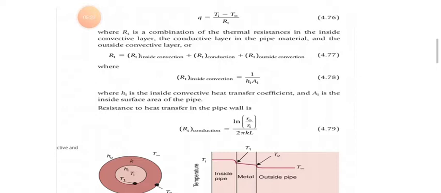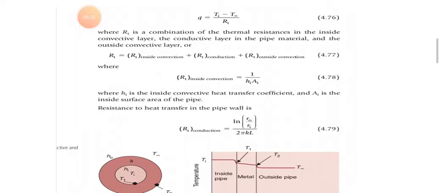RT is basically the resistance, and this resistance involves three resistances. What three resistances are involved here? Firstly, the convection was occurring from hot water to the metal. After that, conduction is occurring from the inside metal surface to the outside metal surface, and finally the convection is occurring from the outside metal surface to the surrounding. So here three processes are occurring. So this RT is the sum of RT inside convection plus RT conduction plus RT outside convection.